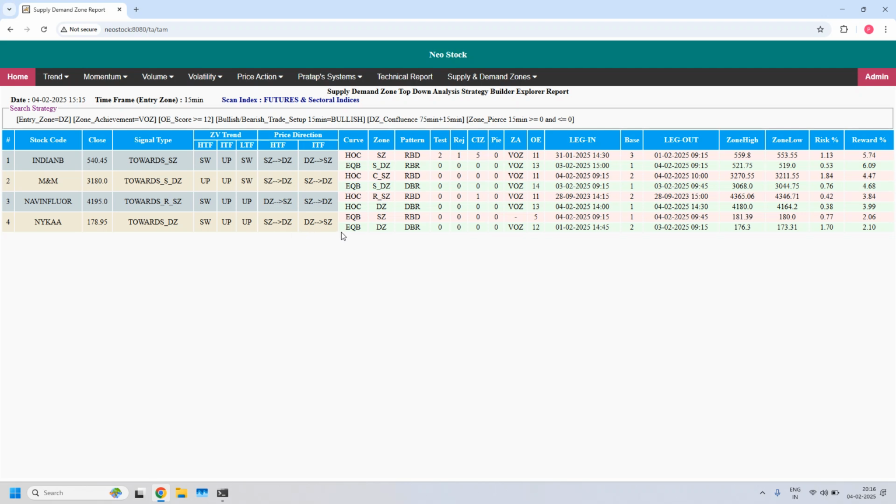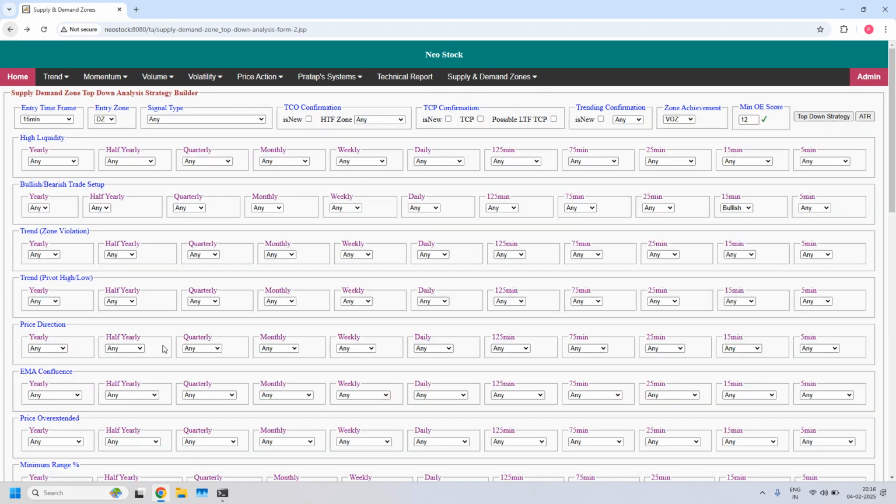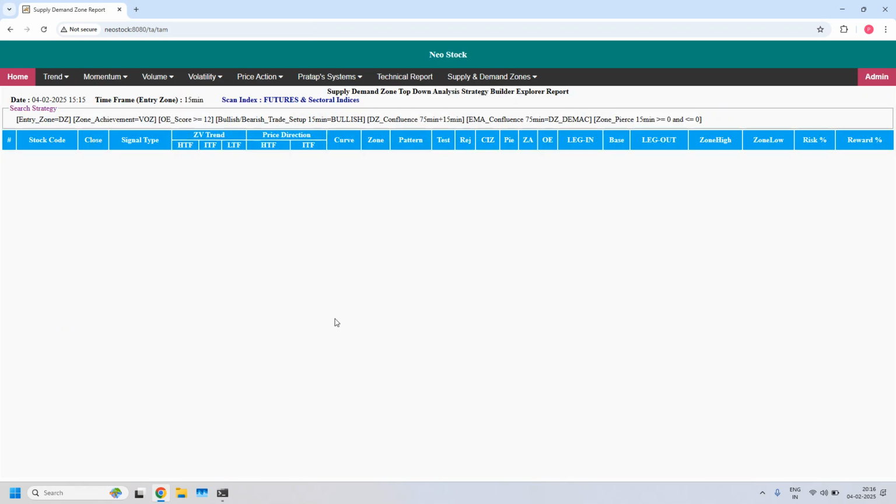And moreover, 15 minutes zone is overlapped with 75 minutes zone. That's why if 75 minutes demand zone is having daily EMA confluence, those stocks are even more high probability trade setup supported stocks. Let's verify. In EMA confluence, 75 minutes time frame, I am setting the filter 75 minutes demand zone having daily EMA confluence. With this filter, we did not get any stocks.